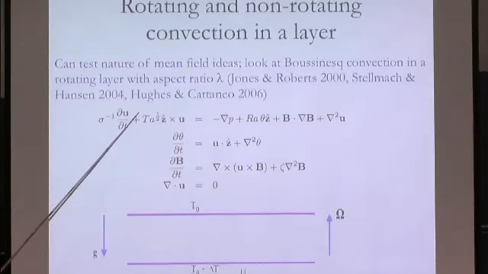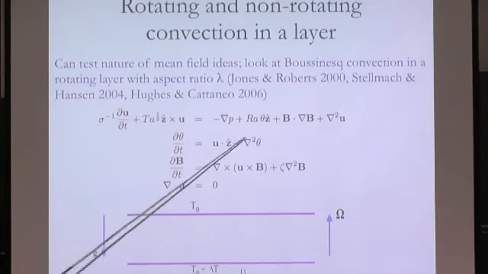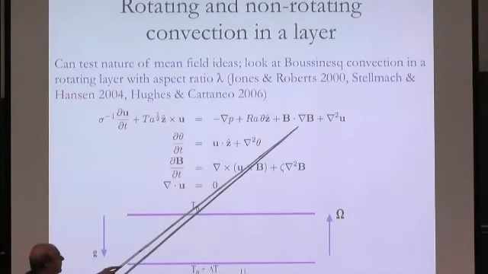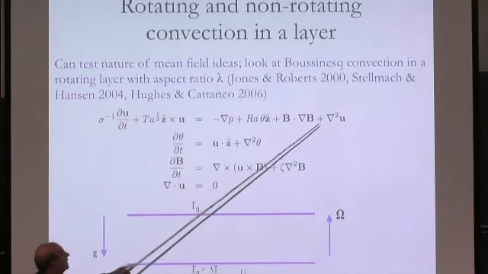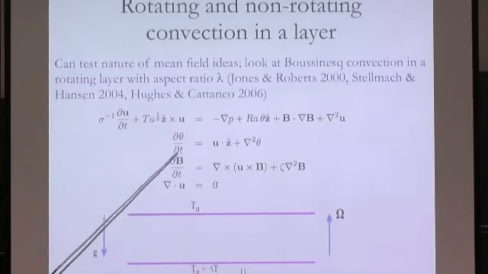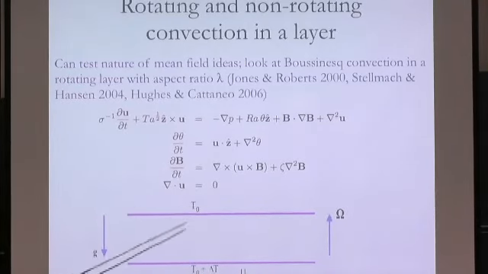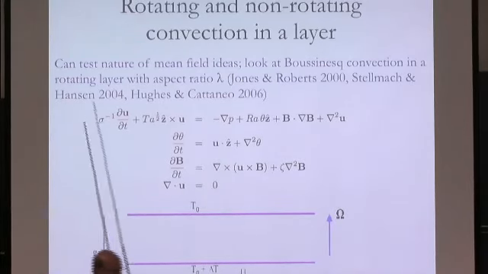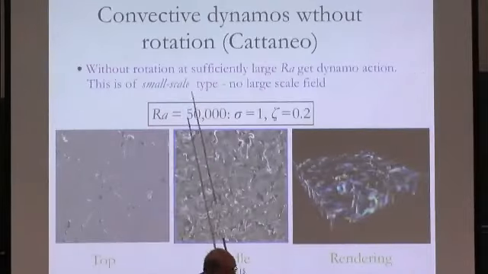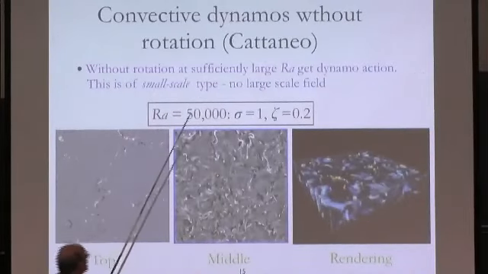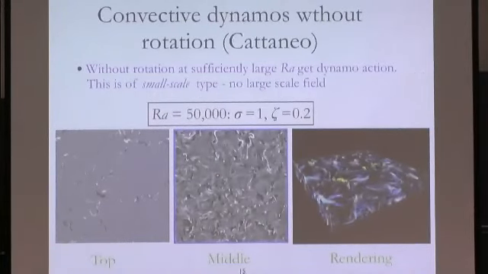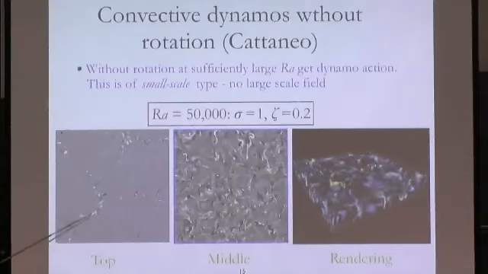Here is the normal equation of motion with Coriolis force, buoyancy force, magnetic forces. It's nonlinear in principle. Viscosity, heat equation, and the induction equation that you've seen before, non-dimensionalized. So it's all Boussinesq, very simple in principle. And then you calculate what's going on, and you can find dynamo action. And here's an example of it.